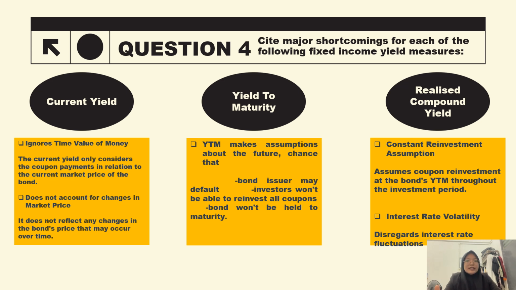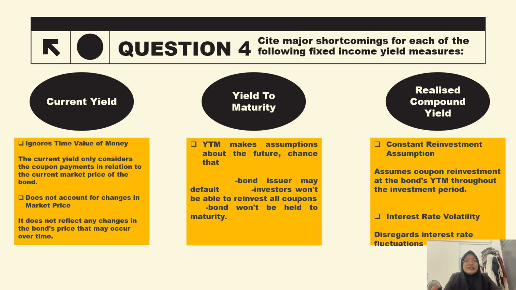Moving on to the last question, question 4. Cite major shortcomings for each of the following fixed income yield measures. So firstly, current yield, which ignores time value of money. The current yield only considers the coupon payments in relation to the current market price of the bond. Next, it also does not account for changes in market price, which means it doesn't reflect any changes in the bond's price that may occur over time.